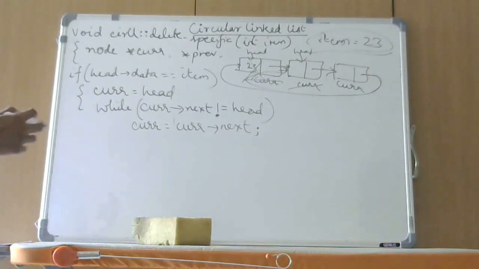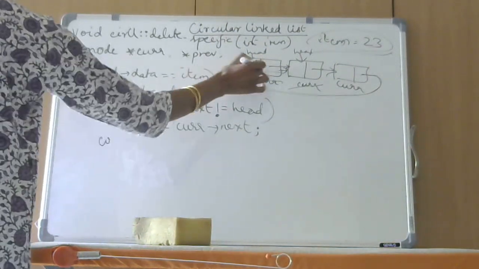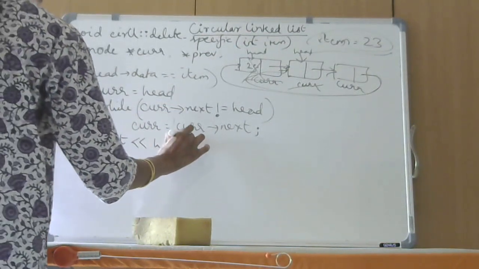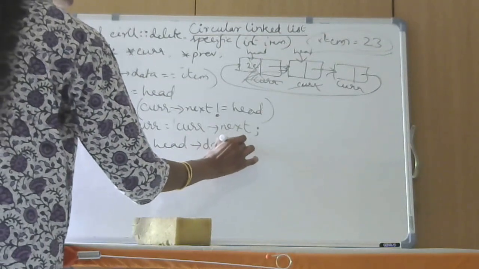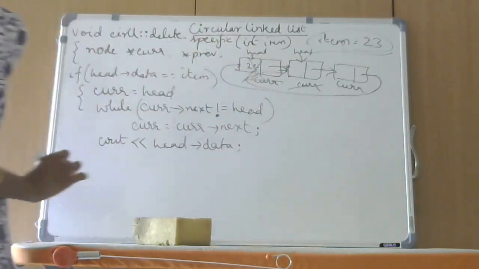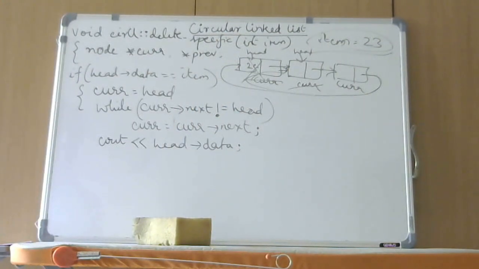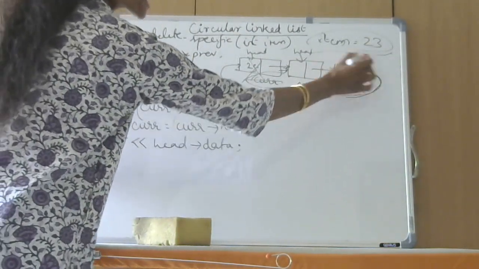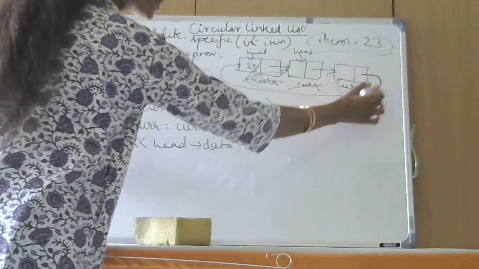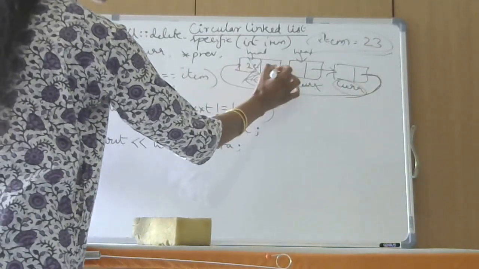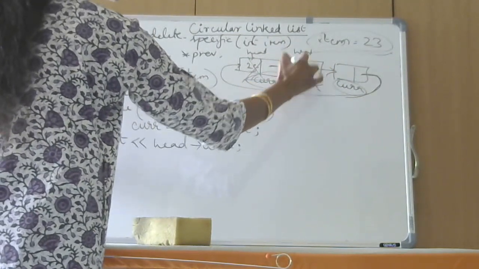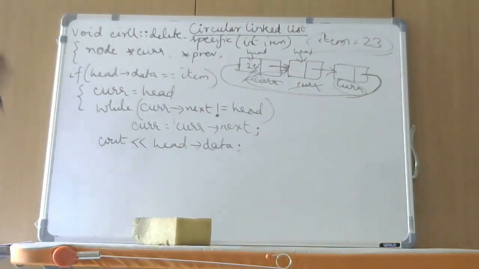Okay. So when I come out of the loop, let me display what we are deleting. This is the one we are deleting. cout head of data. Let me display that so that we know which element we are deleting. So I have deleted 23, let us say. Two changes you have to make. The next of this. How do I access this node? It is nothing but my current. Current of next should now be pointing to this one, the second element. And your head also should point to this one because this becomes your new starting or new first element.